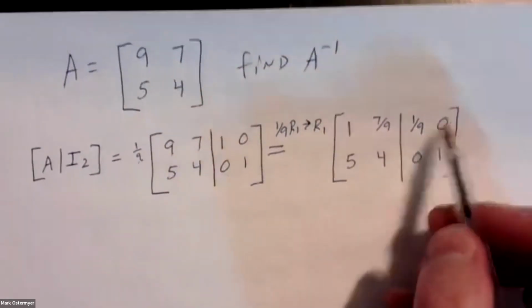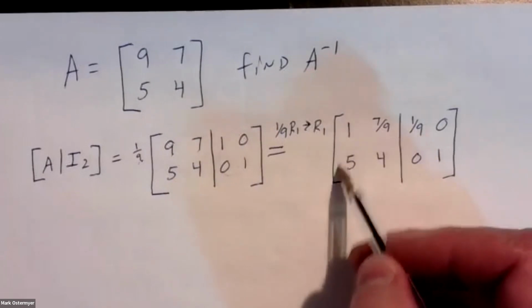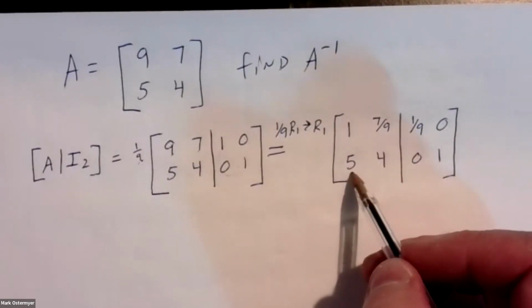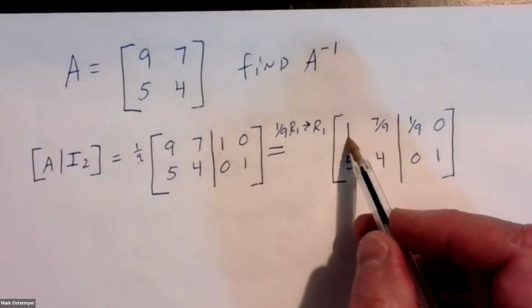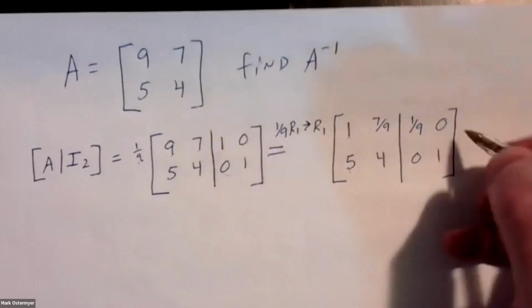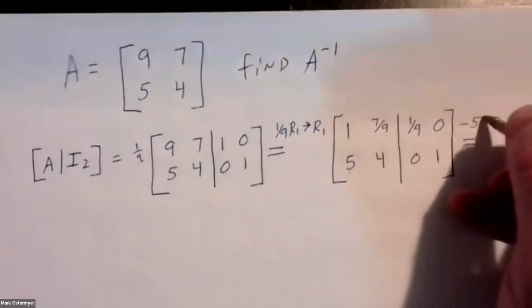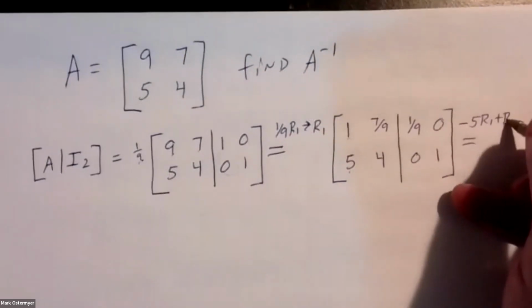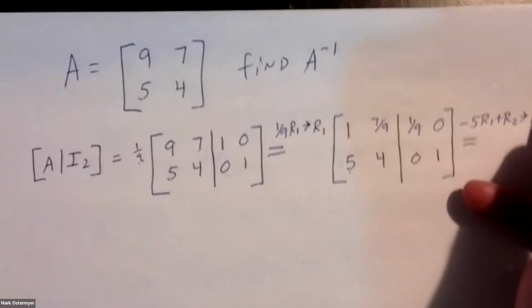Now I need to use row 1 to clear out the rest of column 1. I've got to make this entry become a 0. Where am I going to get a -5 from? I'm going to multiply row 1 by -5, add it to row 2 to form a new row 2. I'm going to take -5 times row 1 plus row 2 to form a new row 2.